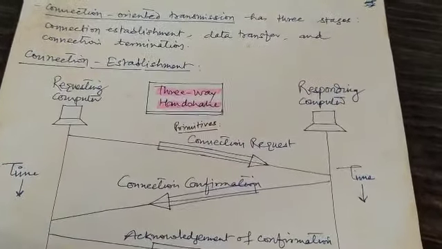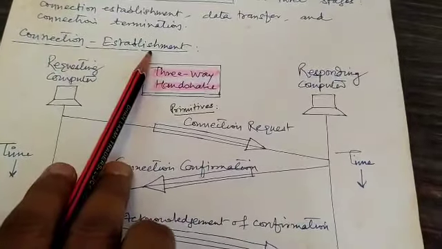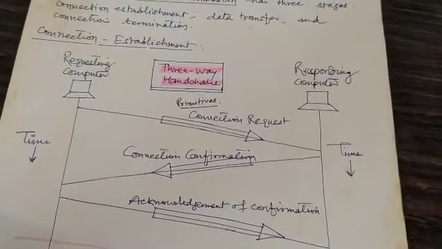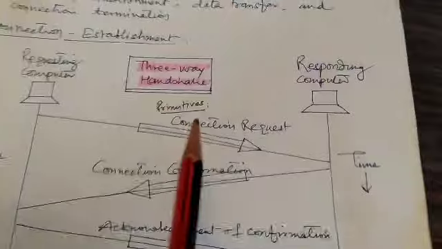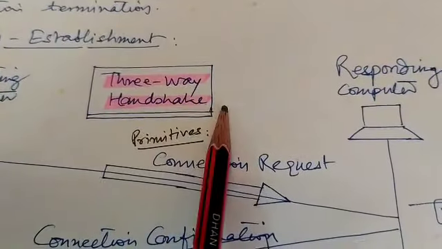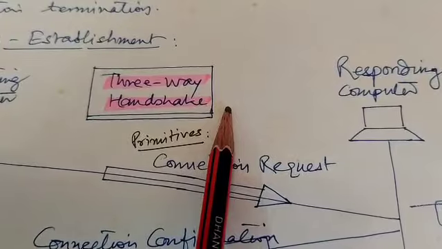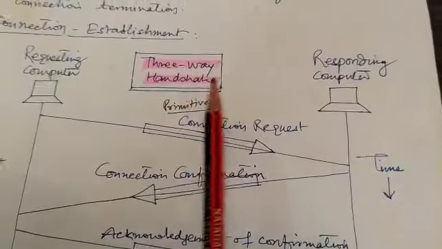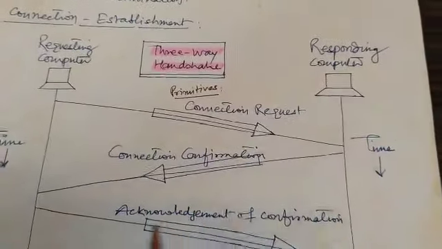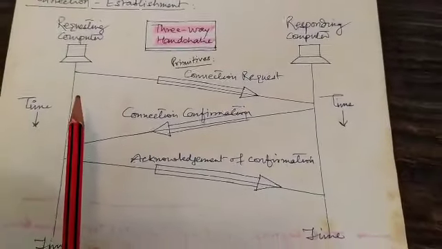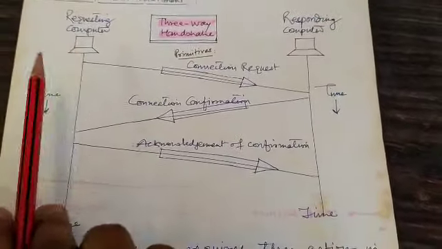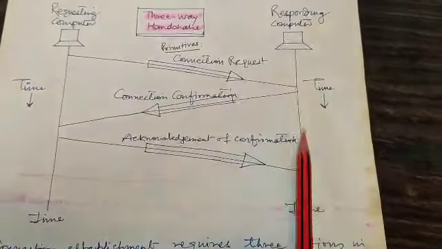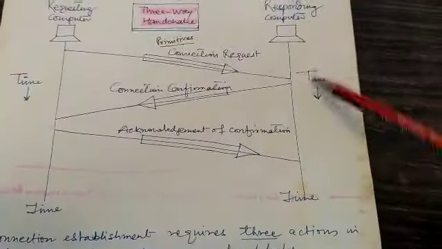So we see the first stage, that is the connection establishment. For establishment of the connection, a protocol called the three-way handshake protocol is used. We shall see how this three-way handshake is performed and the connection is established. This can be seen in the diagram. In this timing diagram, we have the requesting computer on this side and this is the responding computer. This is the timeline.